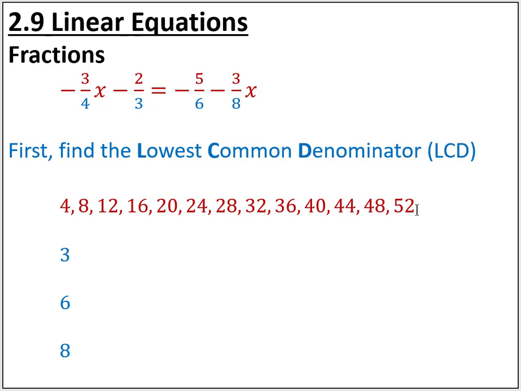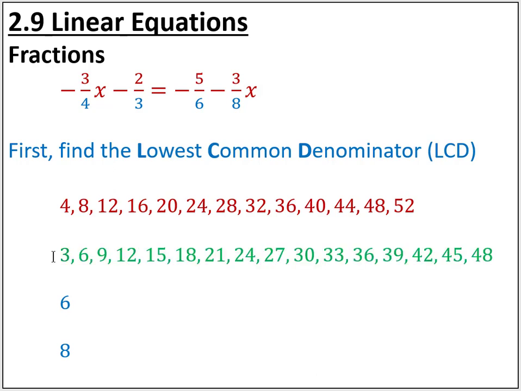You would just keep going until you find a common number in each of the groups. There's a reason I went up to 52, but again, there is no limit on where you have to stop. Next, I'm going to count by 3: 3, 6, 9, 12, 15, 18, and so on, and I went up to 48. Again, there's no limit on where you have to stop. Next, I'm going to count by 6: 6, 12, 18, 24, 30, and so on, up to 54.